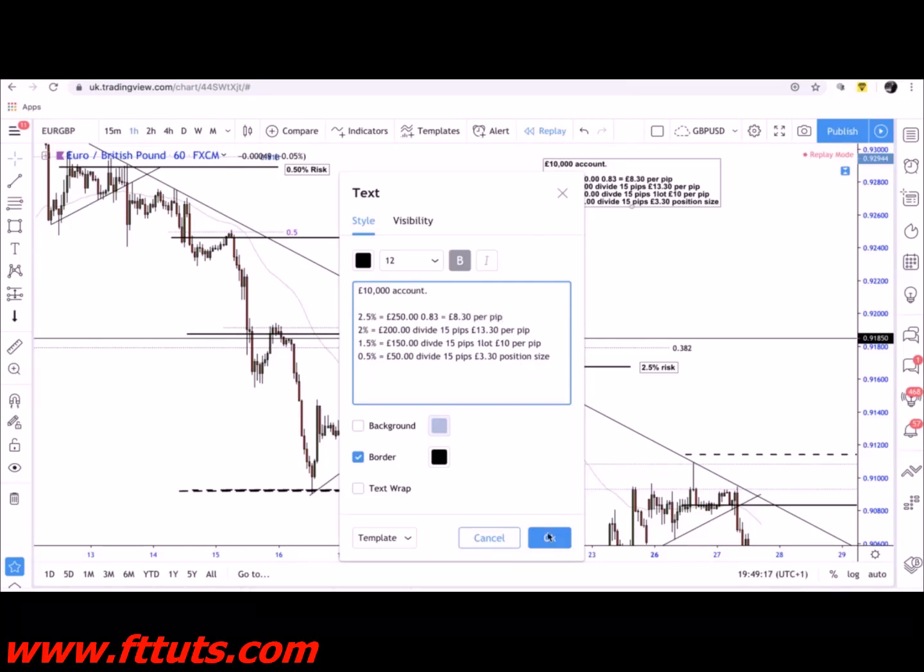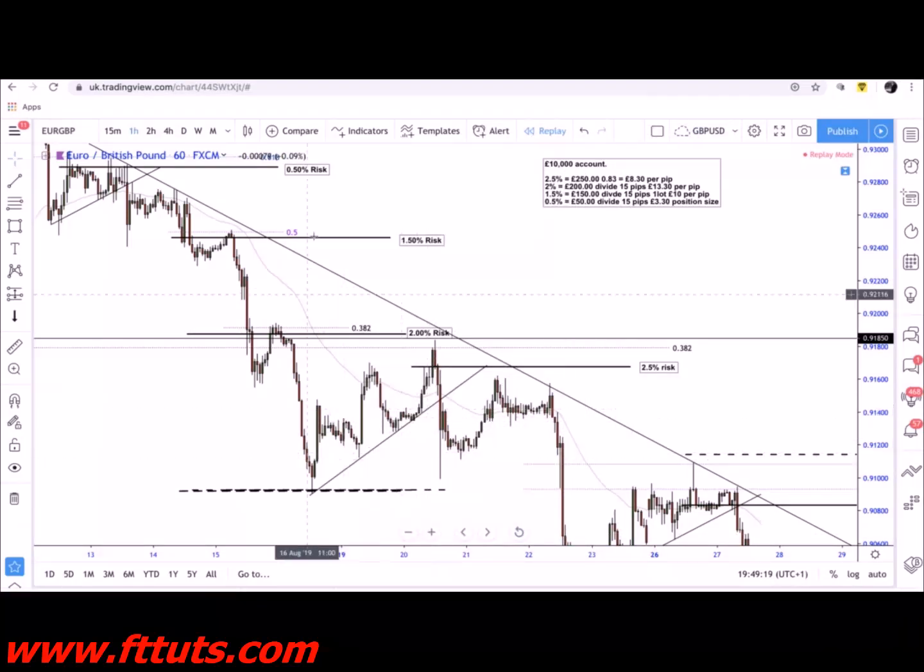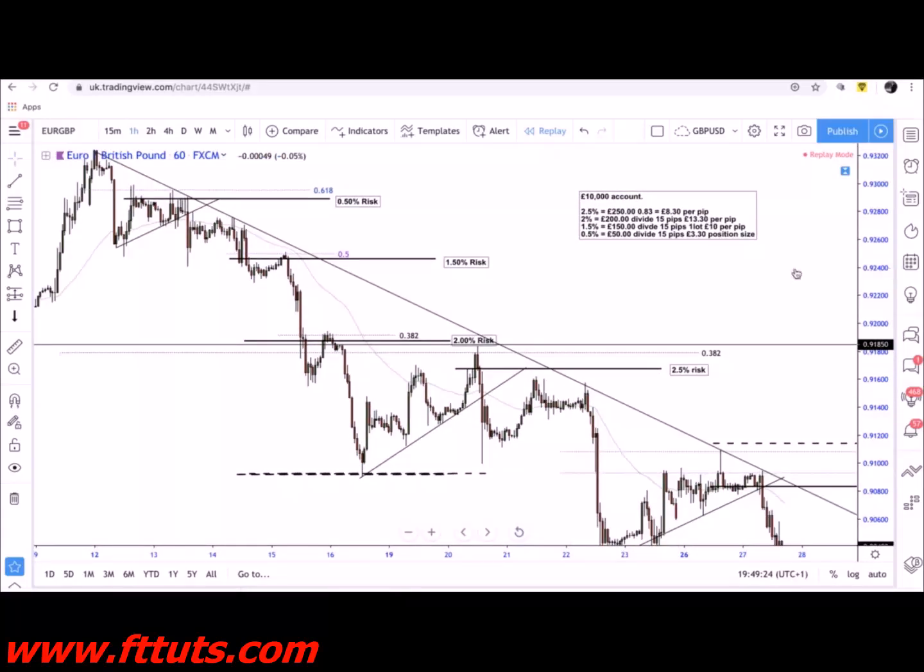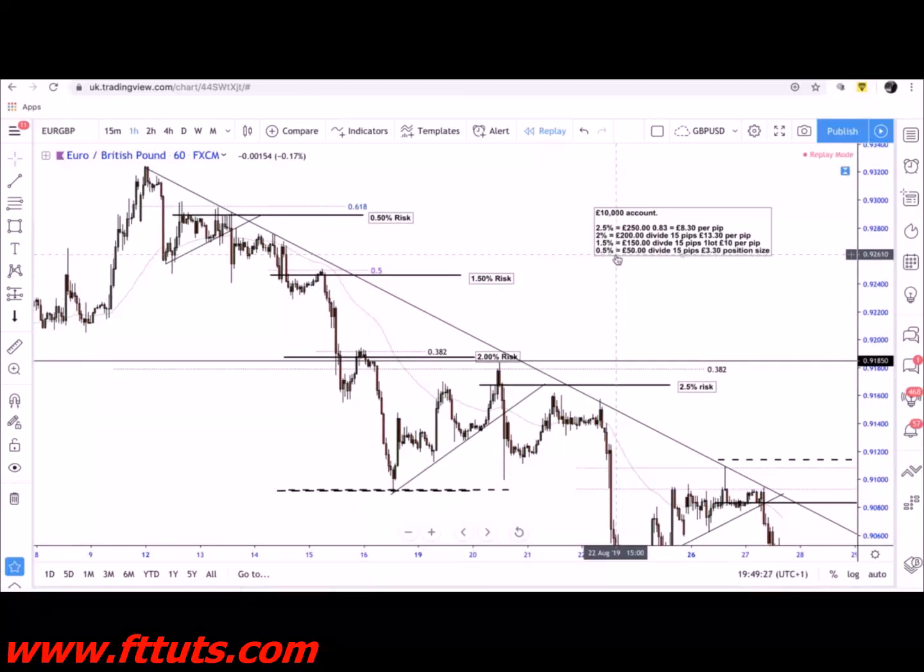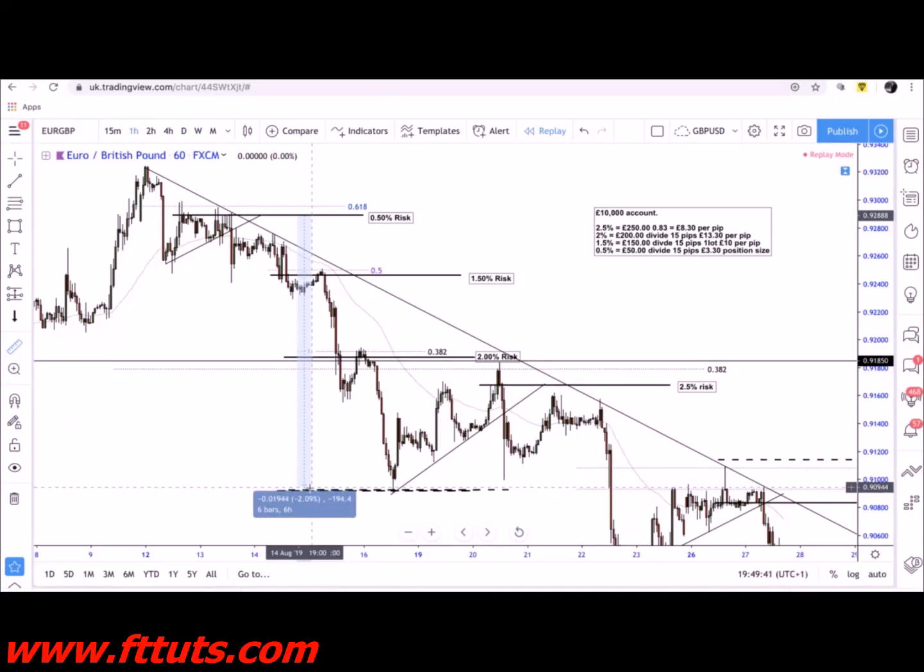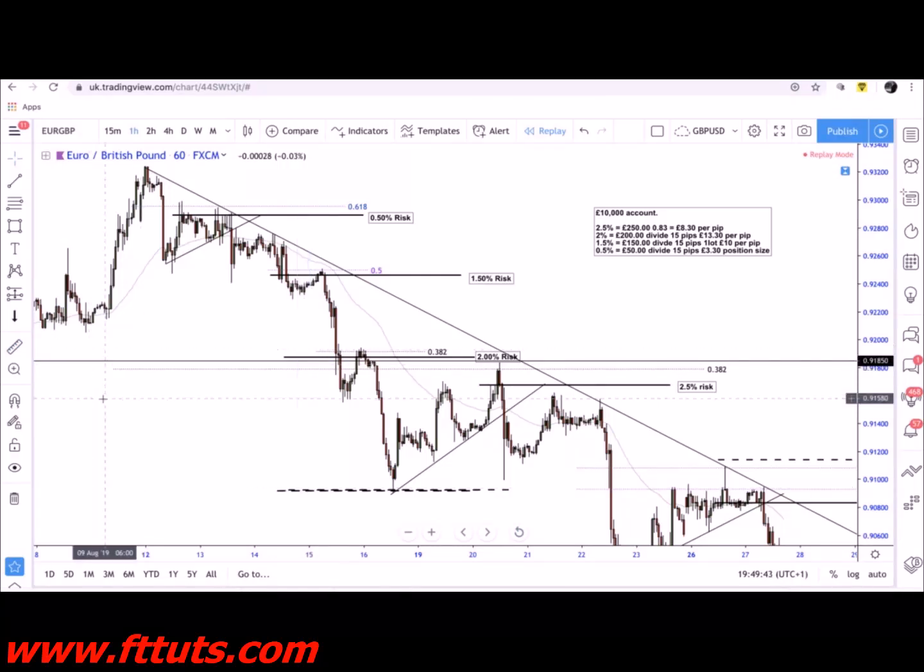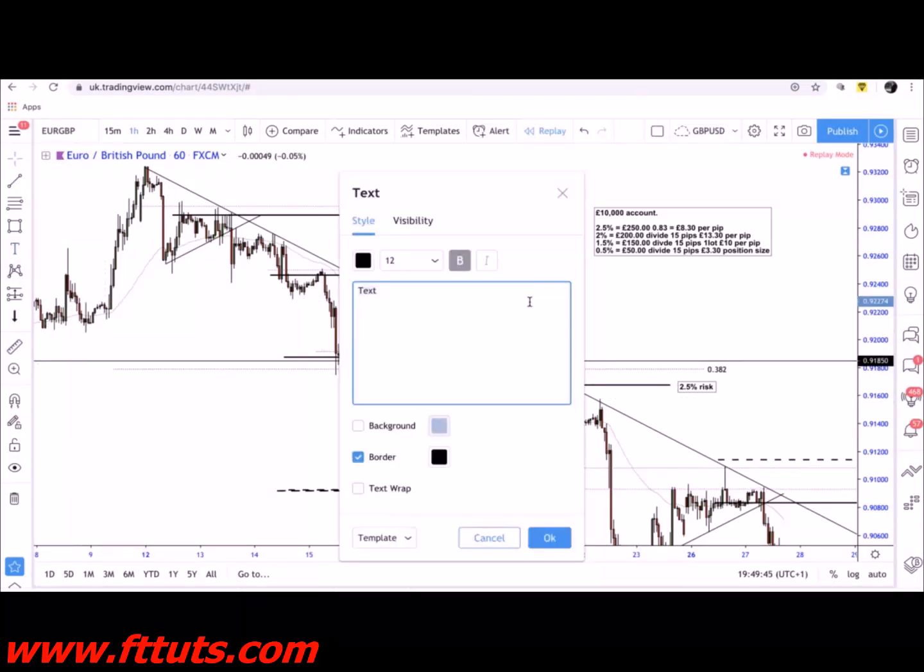All right, so now let's work out how much we would have made on all these positions at this point here. Our first position was £3.30 per pip. We times that by 195 pips, so that's £643.50 on the first position.